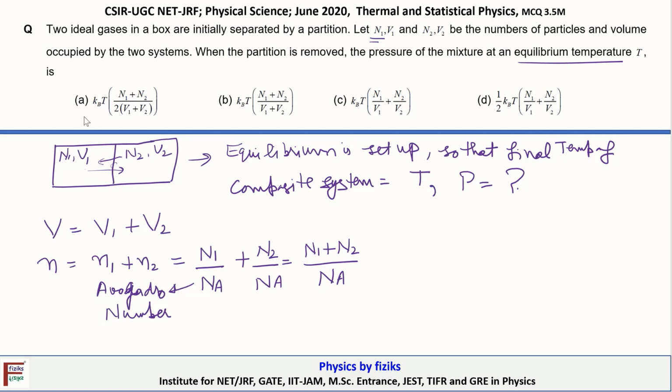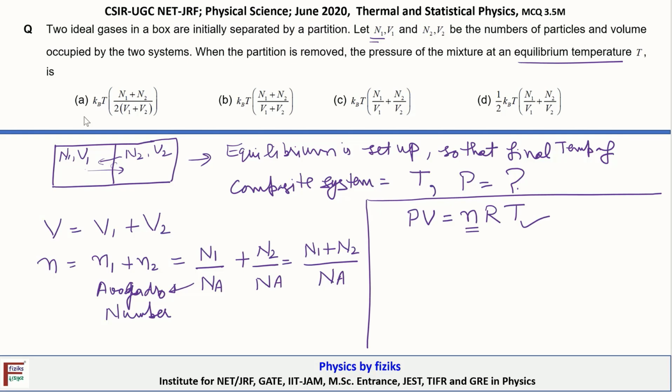Now once the equilibrium has been set up, because we have a mixture of two ideal gases, when they are allowed to mix and the system comes back to the equilibrium state, this composite system is supposed to satisfy the ideal gas equation. PV is equal to nRT, where T represents the final equilibrium temperature, n is the total number of moles in the composite system, V is the final volume, and P is the final pressure. So we have to determine what P is here.